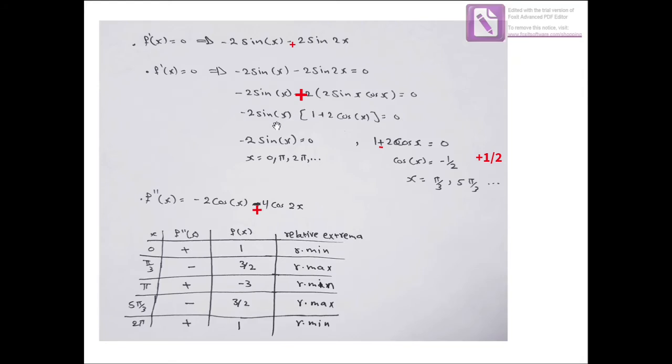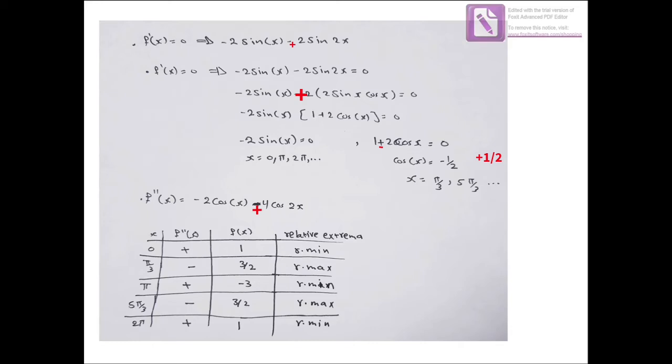So now if we take the minus 2 sine x common factor, from here you will be left with 1, from here you will be left with 2 cosine x. So either minus 2 sine x is equal to 0 or 1 plus 2 cos x is equal to 0. So from here x is equal to 0, pi, 2 pi. From here cosine x is equal to minus half, so that means x is equal to pi over 3, 5 pi over 3, and etc.